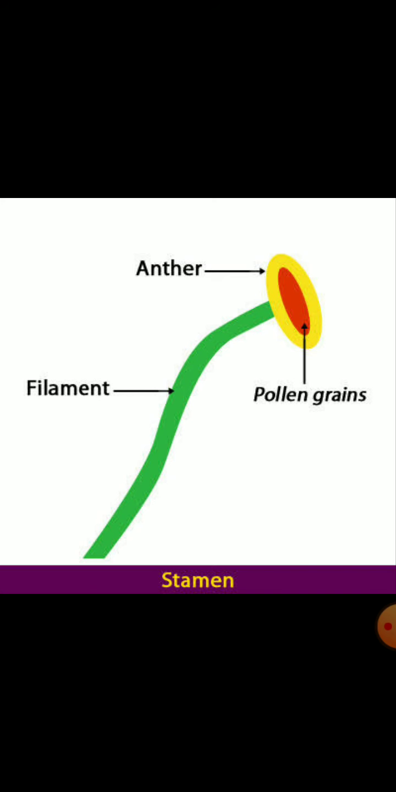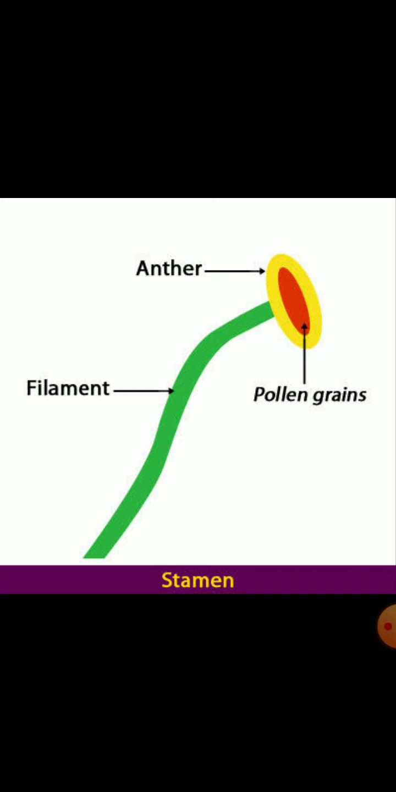So these yellow colored pollen grains are the male gamete. Who produces male gamete? Stamen. Stamen is the male reproductive part and it produces what? Pollen grains. And pollen grains are what? Male gamete. Please remember this.